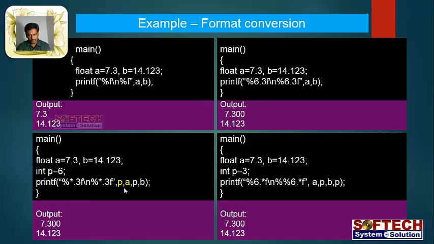The next one is star .3, the value of p. Again the value of p comes to the place of the star, that is %6.3f, and in that %6.3f the value of b is displayed, that is 14.123. We can also write it like this, the same program, with 6.* Here we use 6 point star. Earlier we gave star before the dot, here we give star after the dot. The value of p equal to 3.